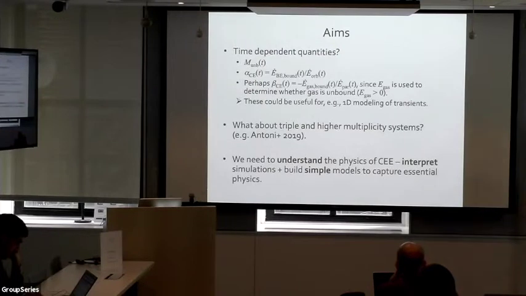Now, I was thinking about it, and could we do better than alpha? Well, one possibility is to look at the time-dependent quantities, because eventually we might want to go to 1D. I mean, I'm not an expert in population synthesis models, but it might be natural to go to 1D modeling eventually, and then of course to model transients you need that time evolution. So this is one possibility, to make things time dependent.